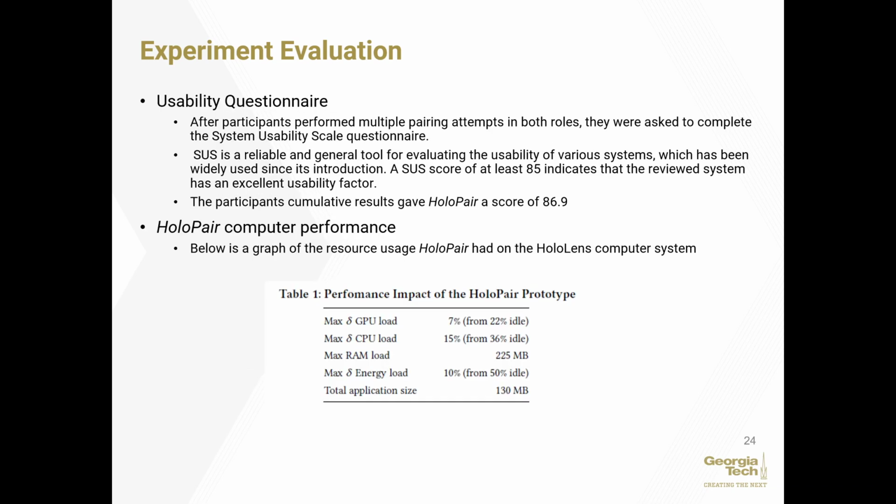After the user study was completed, a usability questionnaire was used to determine the usability of HoloPair. This was taken in the form of the System Usability Scale Questionnaire. SUS is a reliable and general tool for evaluating the usability of various systems, which has been widely used since its introduction. A SUS score of at least 85 indicates that the reviewed system has an excellent usability factor. The participants' cumulative results gave HoloPair a score of 86.9.